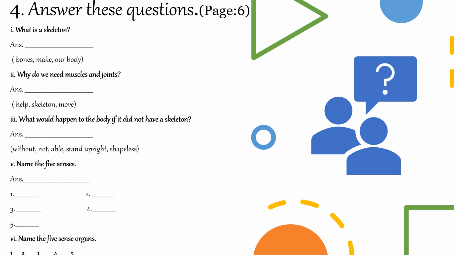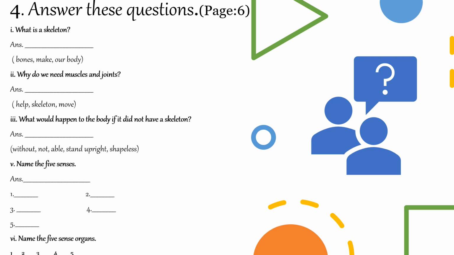In question number 4, we are going to answer few questions. You are going to write answers on your own with the help of the given words, and later we will check if you wrote the correct answer. Question number 1 is, what is a skeleton? And the helping words for this answer are bones make our body. Question number 2 is, why do we need muscles and joints? The helping words for this answer are help, skeleton, move.